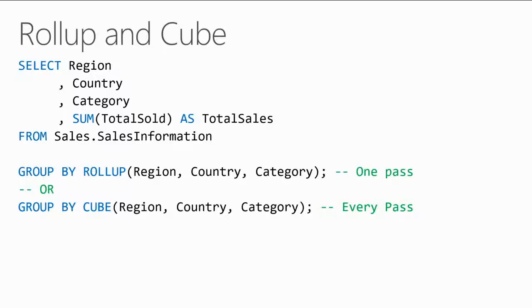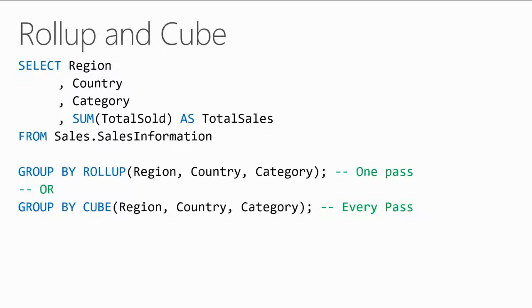If I say group by rollup, this is going to assume a hierarchy. So it's going to assume that region is a parent, it's going to assume that country is a child, and it's going to assume that category is a child. So this is going to give me the rolled up total for every region. It's going to give me the rolled up total for every region and country combination. And it's going to give me the rolled up total for every region, country, and category combination. Just that one pass, assuming a hierarchy.